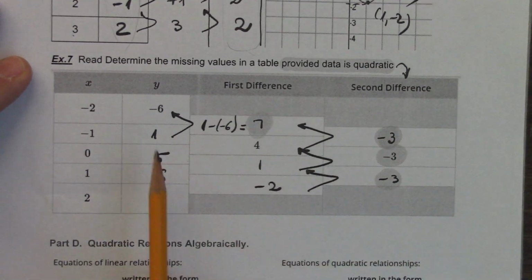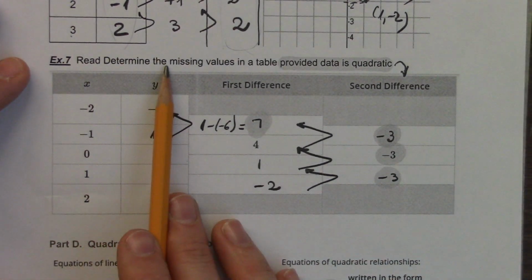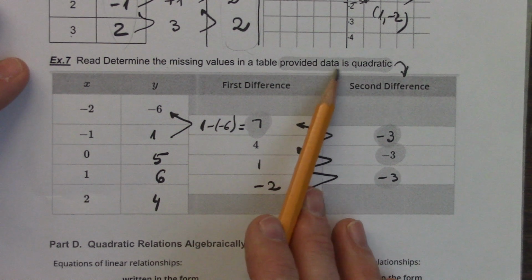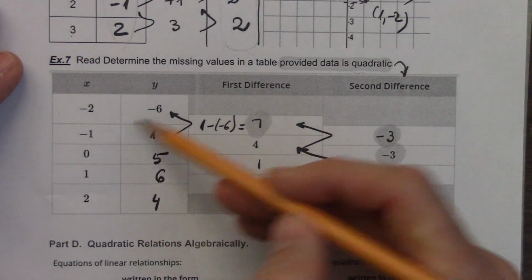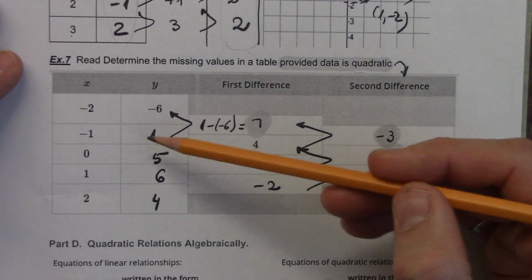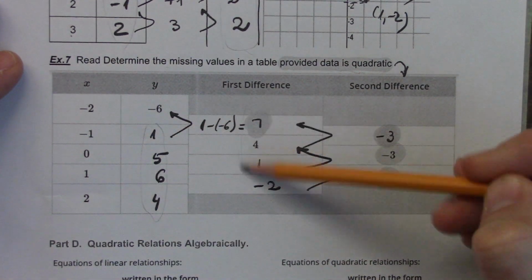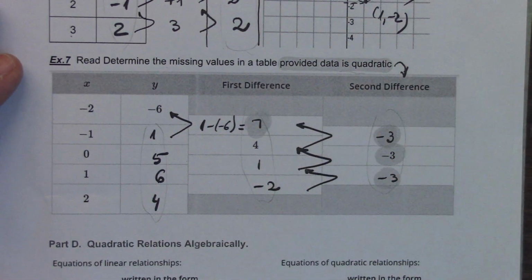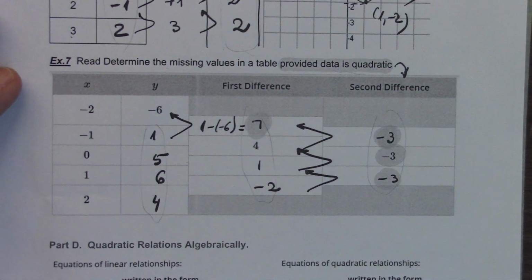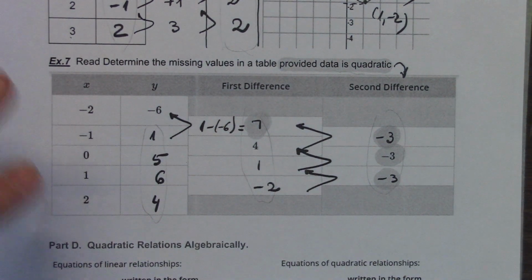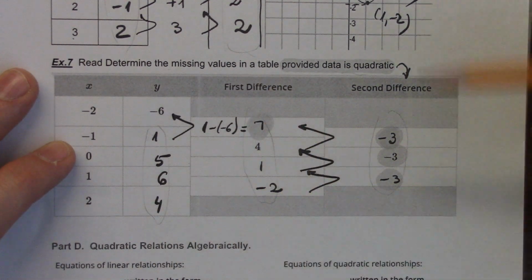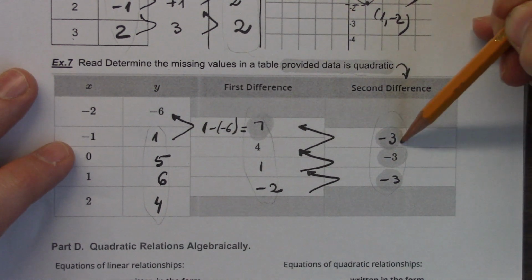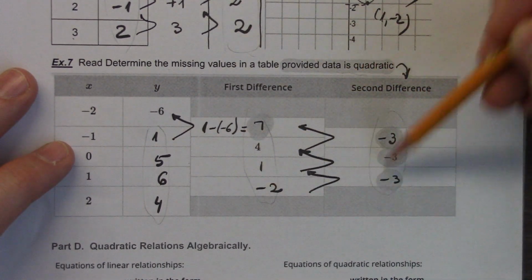Next, example 7. It says determine the missing values in a table provided data is quadratic. So it's telling us the data is quadratic, and it's asking us to find these values now. All right? So we're kind of going backwards a little bit here. Okay? So we need to determine what are the values in the table provided when our second difference is. And what does it give you? Does it give you any of these values?